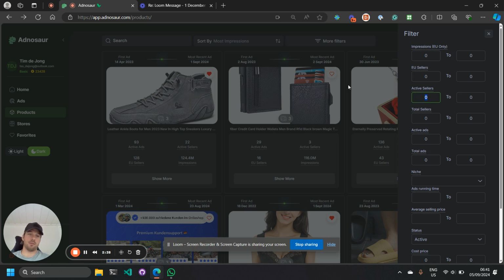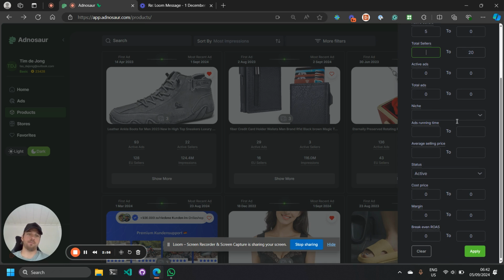If you, for example, say, I want to have 5 active sellers and total sellers around 20 or max 20, you get some results where you have a high percentage of active sellers compared to total sellers. So it has not been sold that much and the chances of being saturated are lower. So that's one thing you can do.